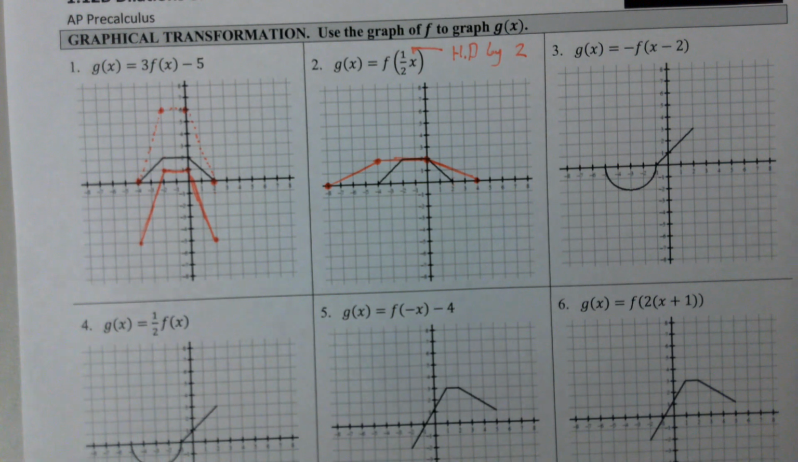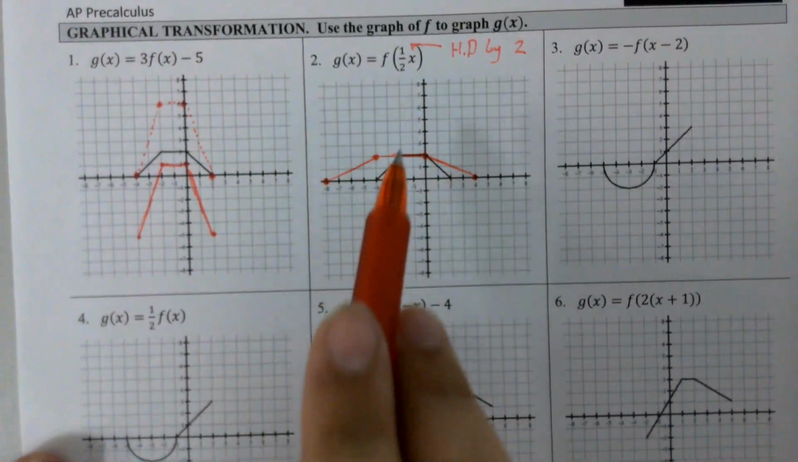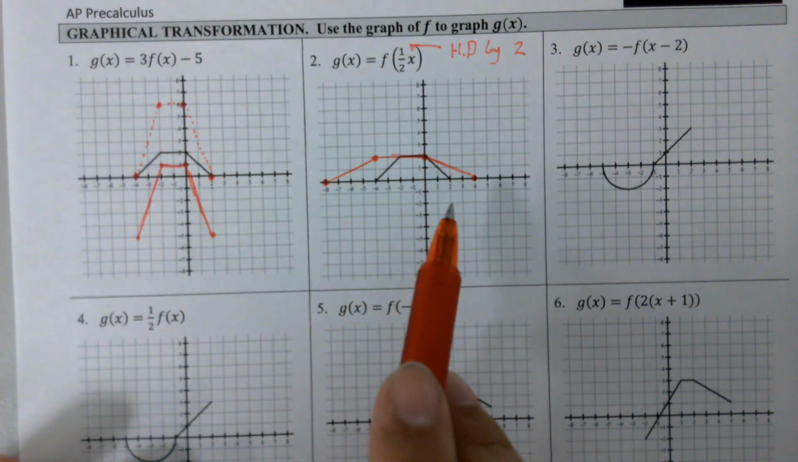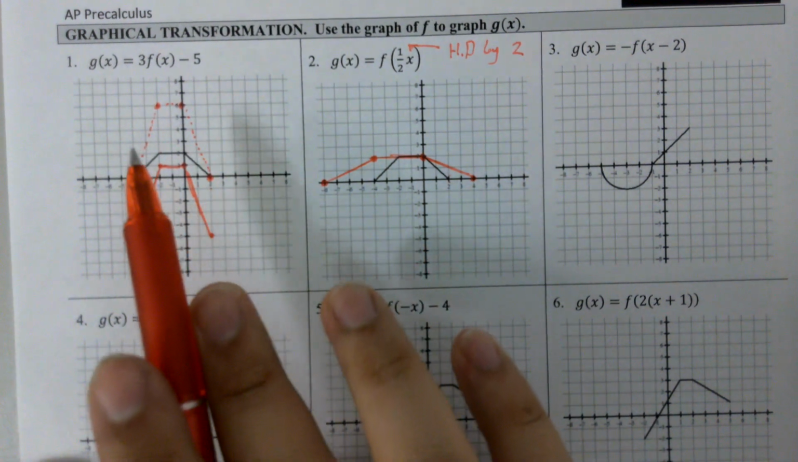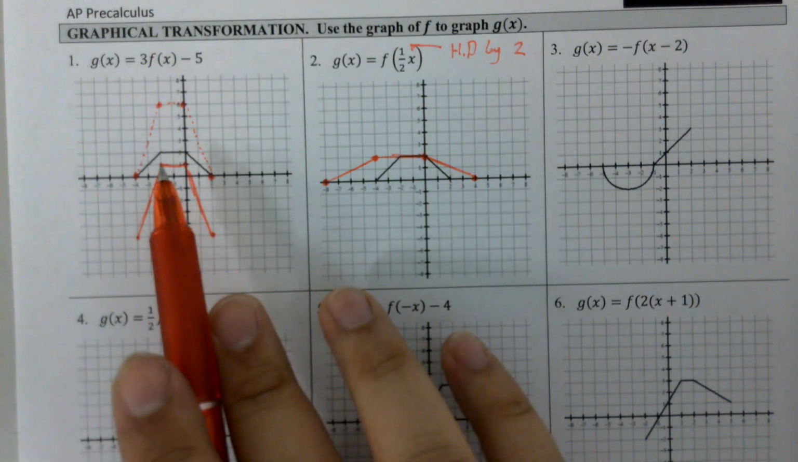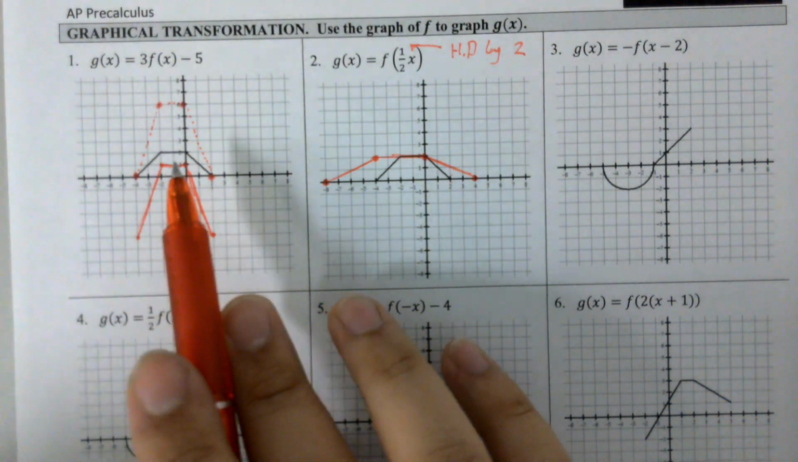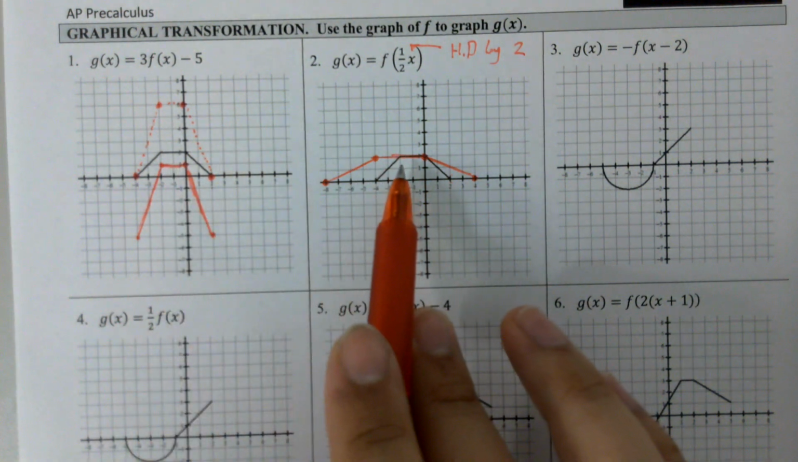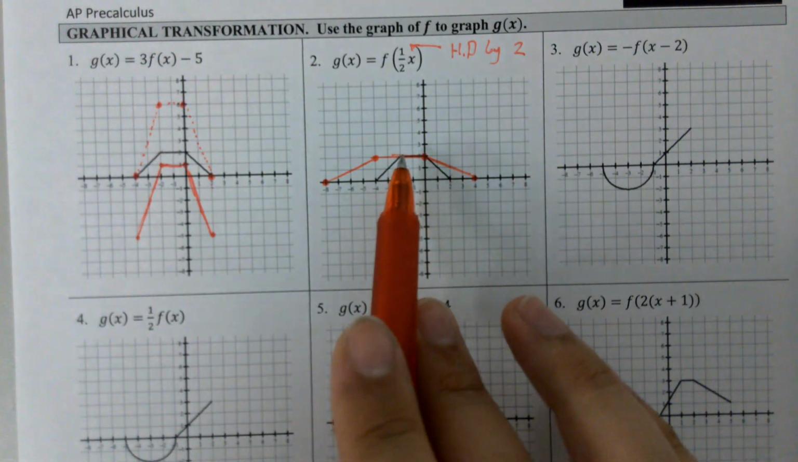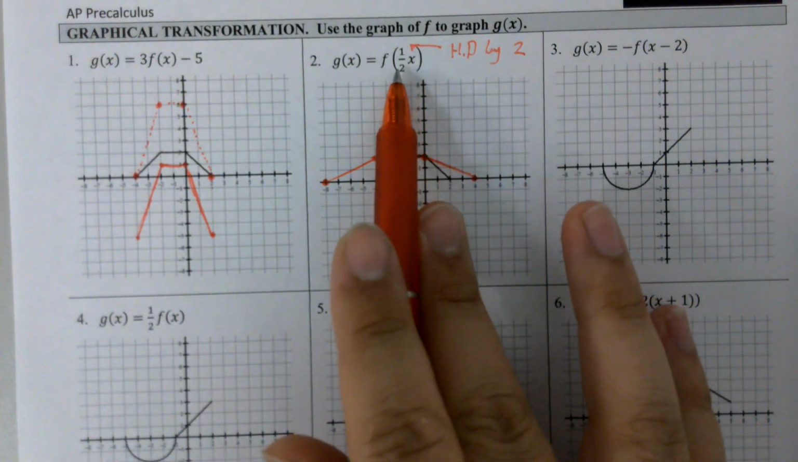So notice that when this number is less than 1, it gets stretched, which is kind of counterintuitive to what happens when we have a vertical dilation. So just keep that in mind, and that's why it's important to do 1 over absolute value of whatever this number is.